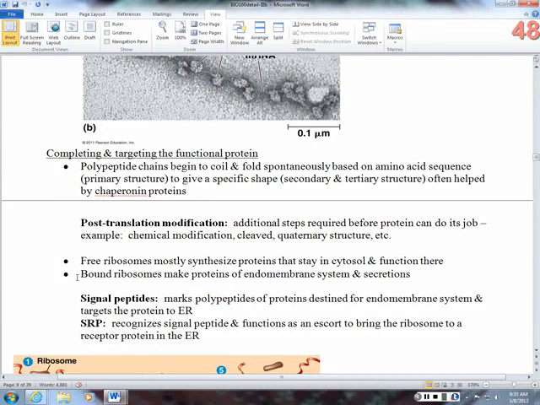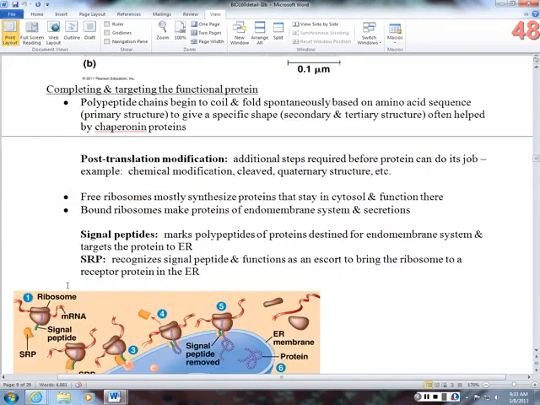So after we have completed making that target functional protein, the polypeptide is going to begin to coil and fold up spontaneously based on the amino acid sequence. So the amino acid sequence is your primary structure of your protein. They're going to automatically start to fold into their specific shapes of their secondary and tertiary structures. A lot of times you're going to have chaperone proteins that are going to help with that.